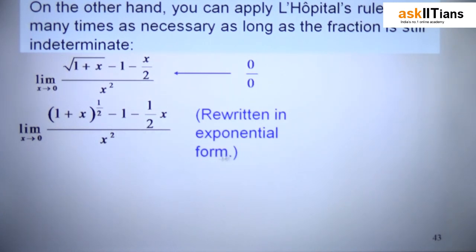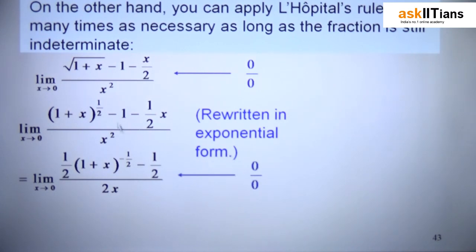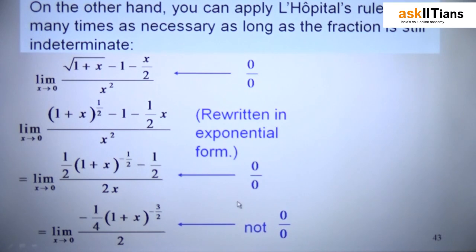Now I have written this function in exponential form. Now I will take the differentiation of both numerator and denominator separately, because I can apply L'Hopital's rule, as I can see that the form this function is taking is 0 by 0, and that is indeterminate. After doing the very first differentiation, when I apply the value of x as 0 again, I see that the value of this function is coming out to be 0 by 0 again, and that is also an indeterminate form. So I will do the differentiation a second time.